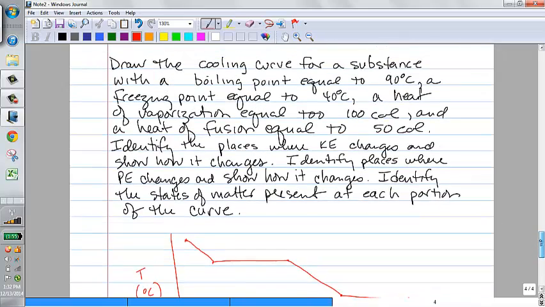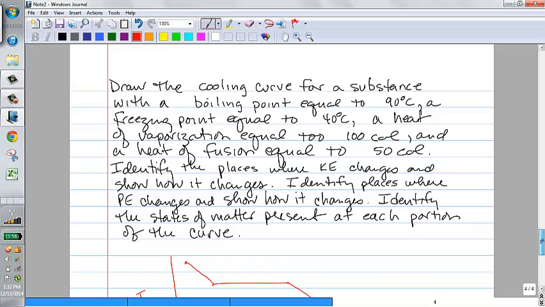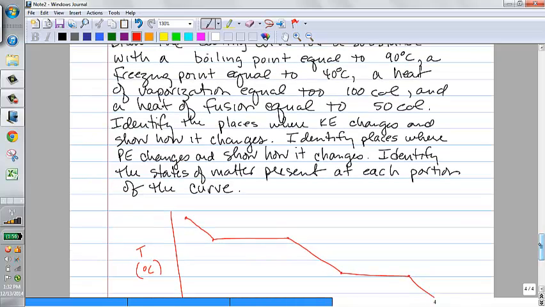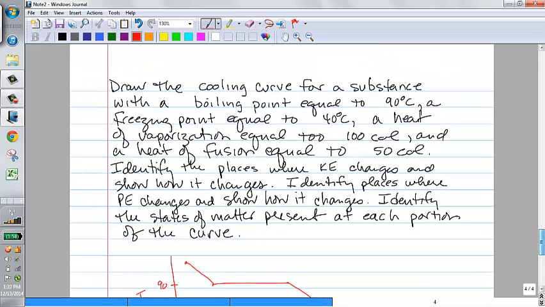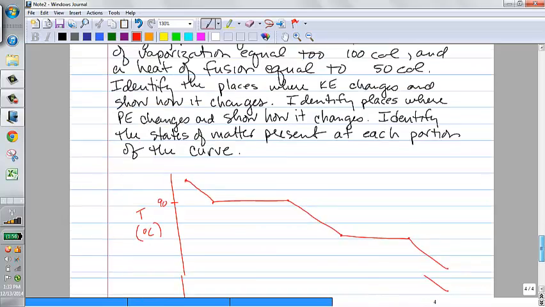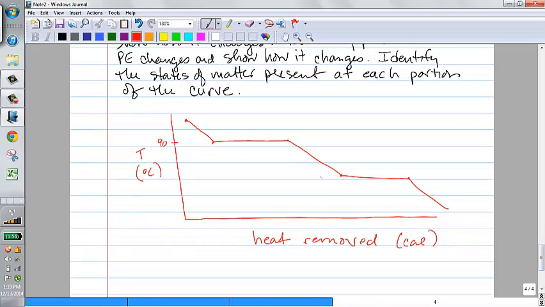Okay, and it says the boiling point is 90. I don't even have to put the whole scale on. I could just put 90 on. And the melting point, it tells me, is 40. I don't have to put the whole scale on. I can just put the melting point on. I should have made that flat. It wasn't flat all the way.